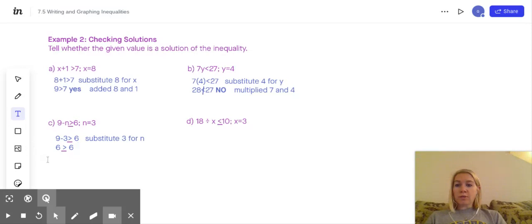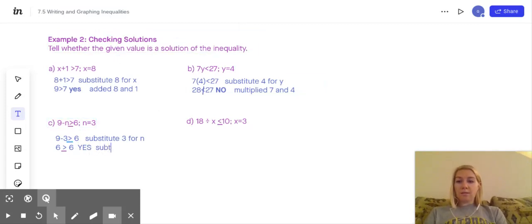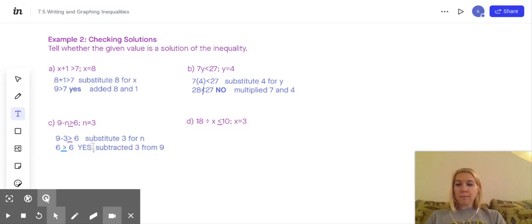Okay, so is this true? Let's see, is 6 greater than 6? Well, no, it's not, but we have greater than or equal to. Well, is 6 equal to 6? Yes, it is. So the value is a solution. We subtracted 3 from 9. That's the key thing to remember when you have greater than or equal to or less than or equal to: these numbers can be the same and the solution is true. The value is a solution.